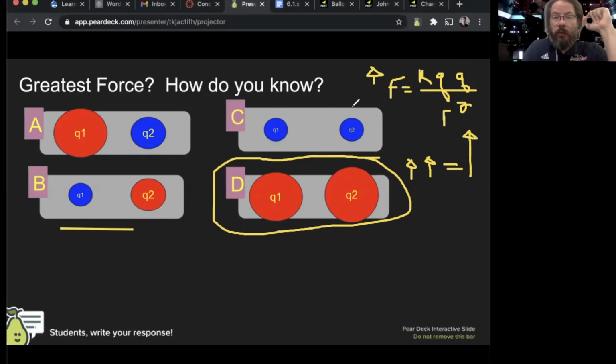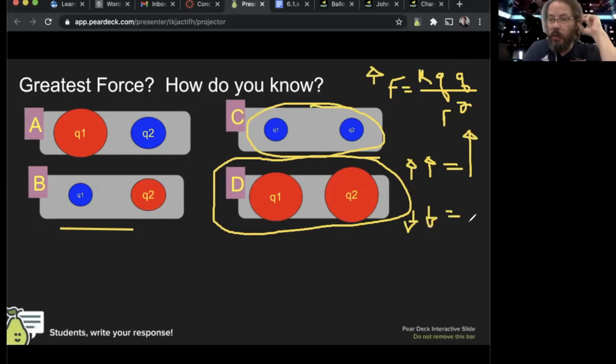This one's going to be the smallest force because we have a small charge times a small charge, so we're going to get only a little bit of force. Actually, I shouldn't draw those arrows that way, because it's small times small equals a little bit bigger. Yeah, that would be confusing. Whereas down here we have bigger times bigger, and so we get a bigger result.